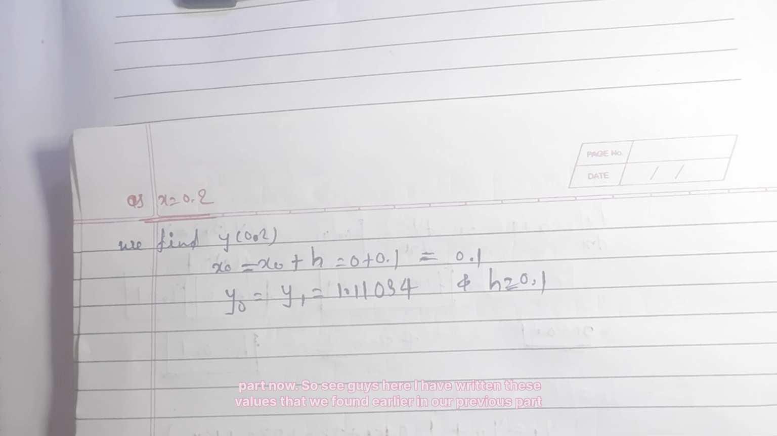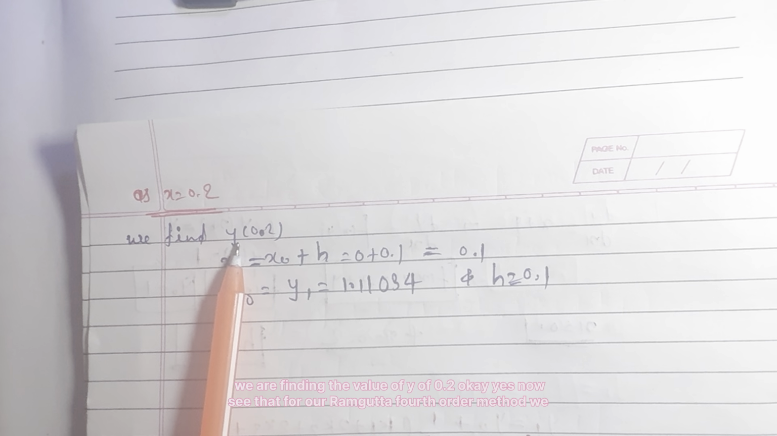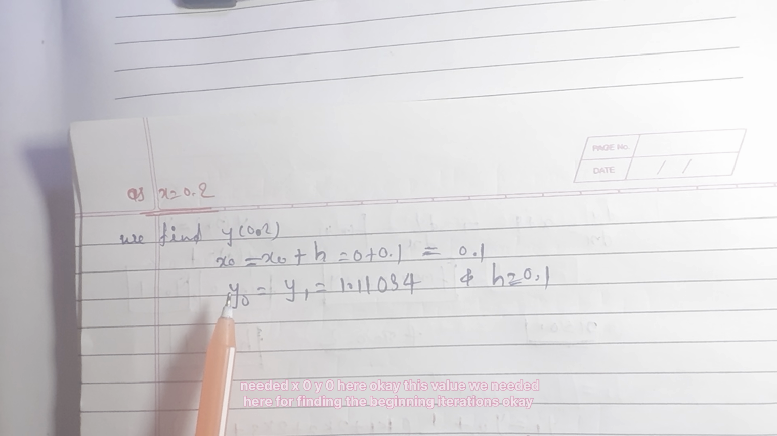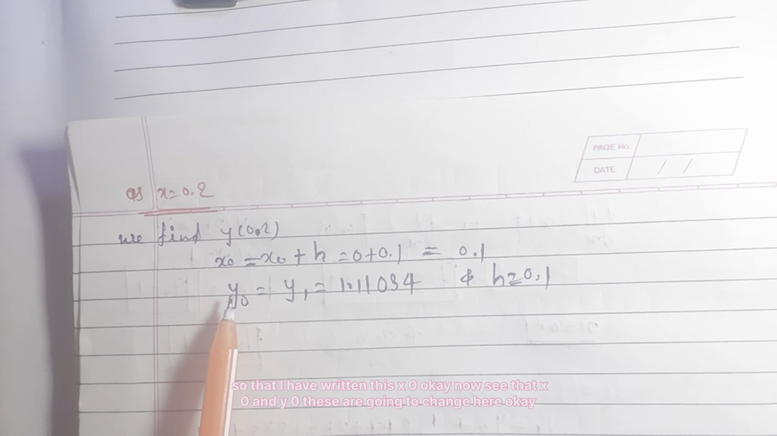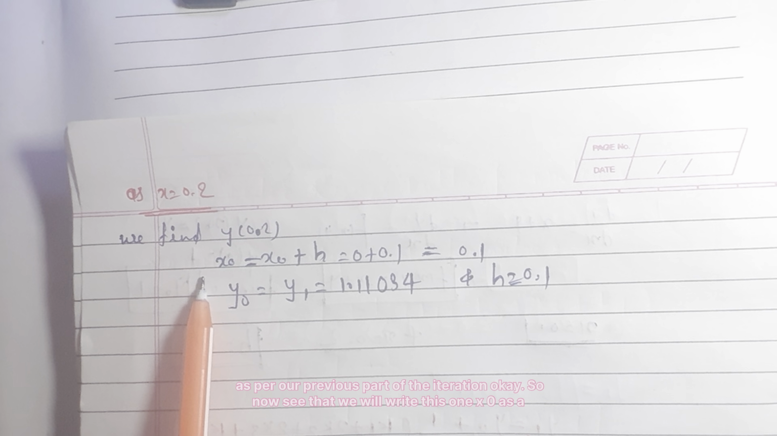See, guys, here I have written the values that we found earlier in the previous part of the example. Now in the second part of the iteration we are taking x as 0.2, that means we are finding the value of y of 0.2. For our Runge-Kutta fourth order method we needed x naught, y naught, h, which we needed for the beginning iterations. Now x naught and y naught are going to change here as per the previous part of the iteration.